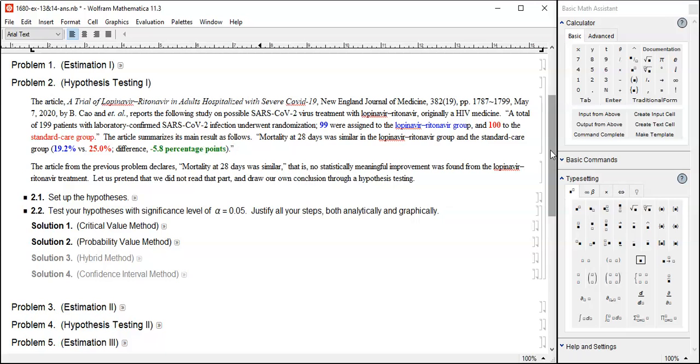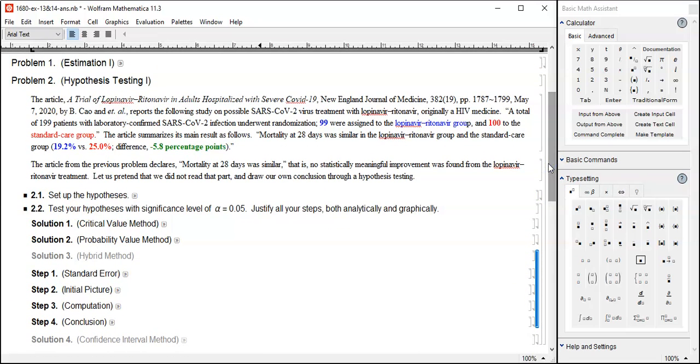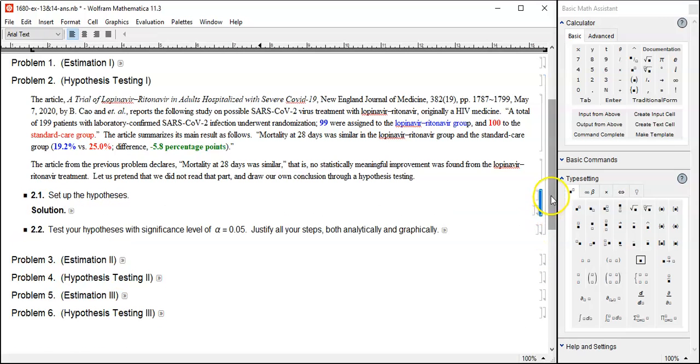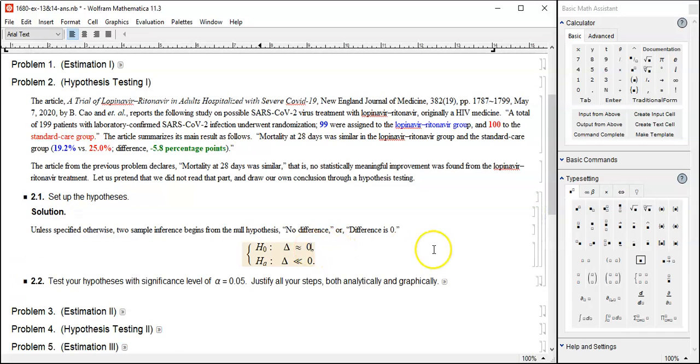And let's begin. First, let us set up the hypotheses. We are doing two-sample inference, and the default is no difference. Unless a problem explicitly says the difference is 17, or the difference is believed to be 21, unless a problem explicitly says so, the default is no difference. So no difference, difference is 0.